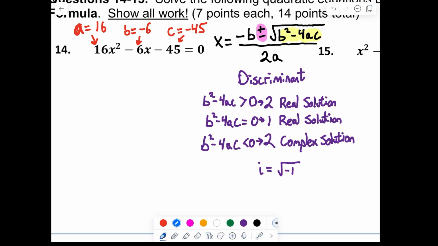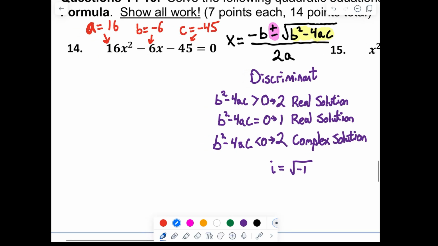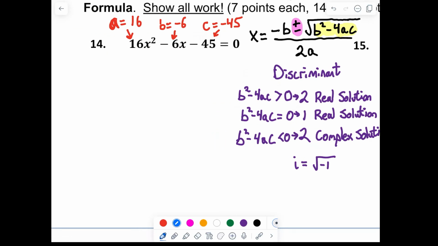Okay, so quadratic formula, first thing to do is identify your a, your b, and your c values. That's easy enough. A equals 16. B equals -6. Make sure and take it with the sign in front of it. And C equals -45. Okay, and it's just those three numbers, not any letters or anything like that, no variables.